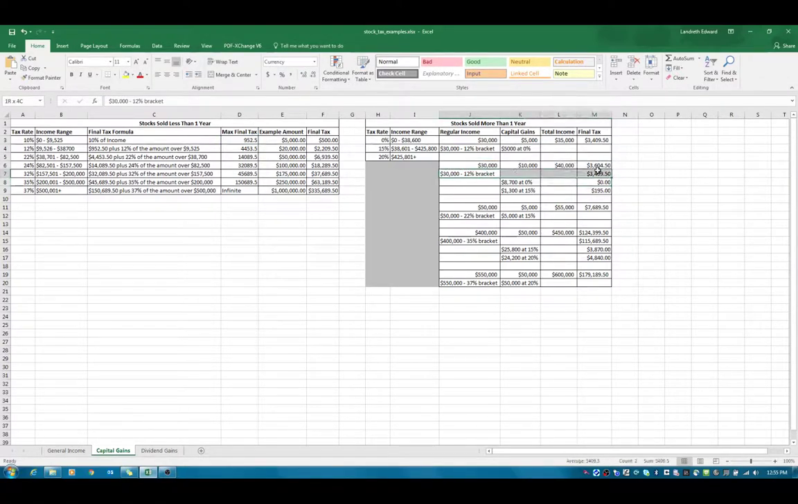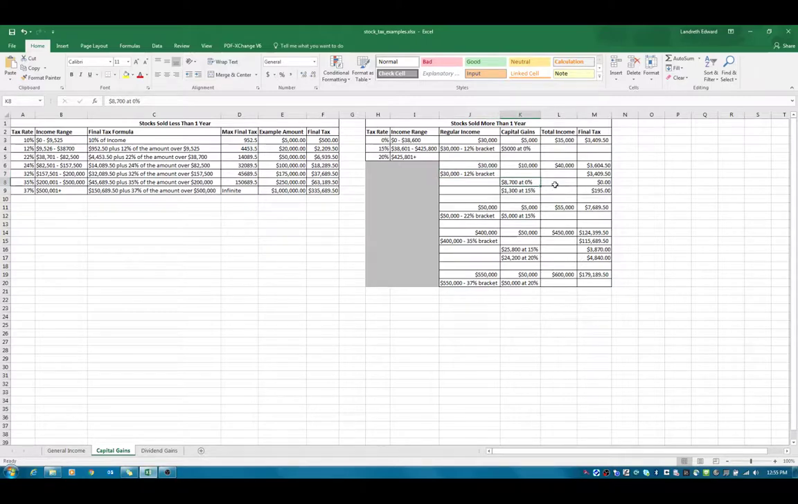So you can see, since it's 30,000 at 12%, it's going to be exactly the same as this was here because that's our initial income. That's just normal income at our 12% bracket. So after that is done, then we go look at how much further up our capital gains take us. So after 30,000, we have 8,700 before we move into the next tax bracket.